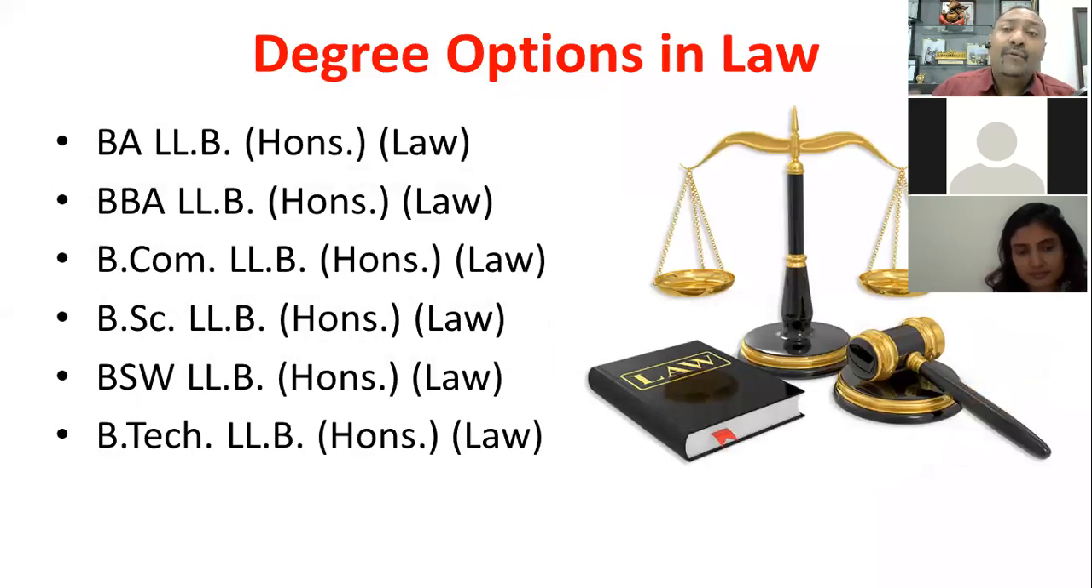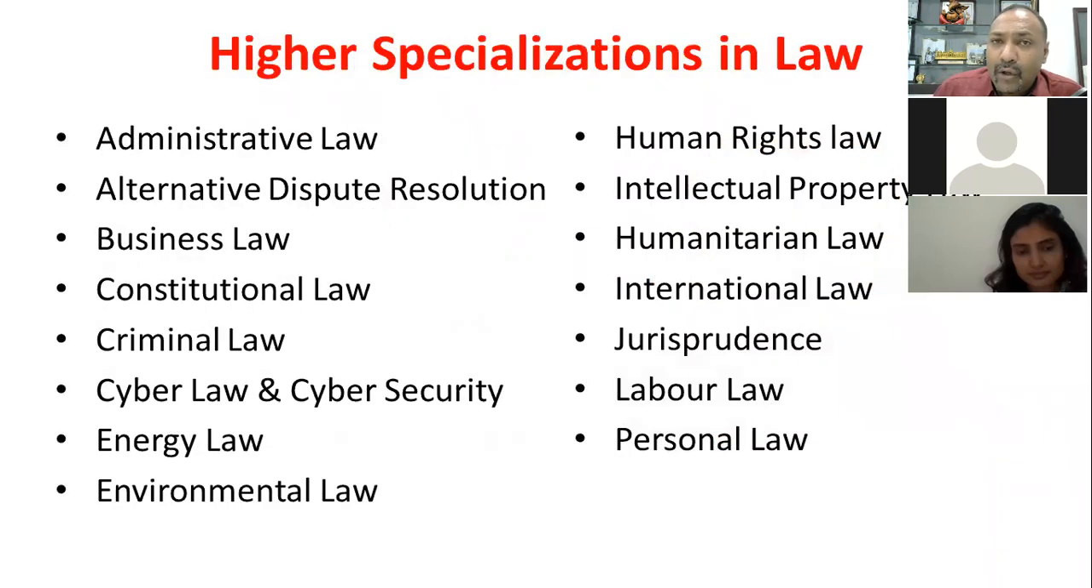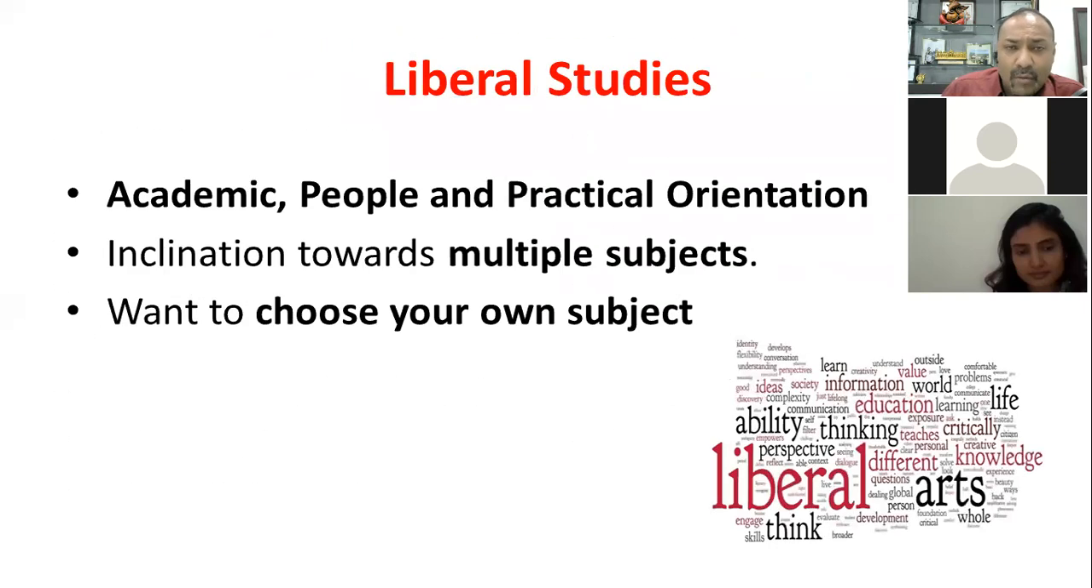In law, you could go for a 5-year program after 12th in the area of BA, BBA, BCom, BSc, or BSW. Also, science students can go for a BTech LLB program, which is a 6-year program after 12th in the area of law. And you could specialize in various areas like administrative law, alternate dispute resolution, business law, constitutional law, criminal law, cyber law, energy law, environmental law, personal law, labor law. Could do jurisprudence, international law, humanitarian law, human rights, intellectual property, and so on.